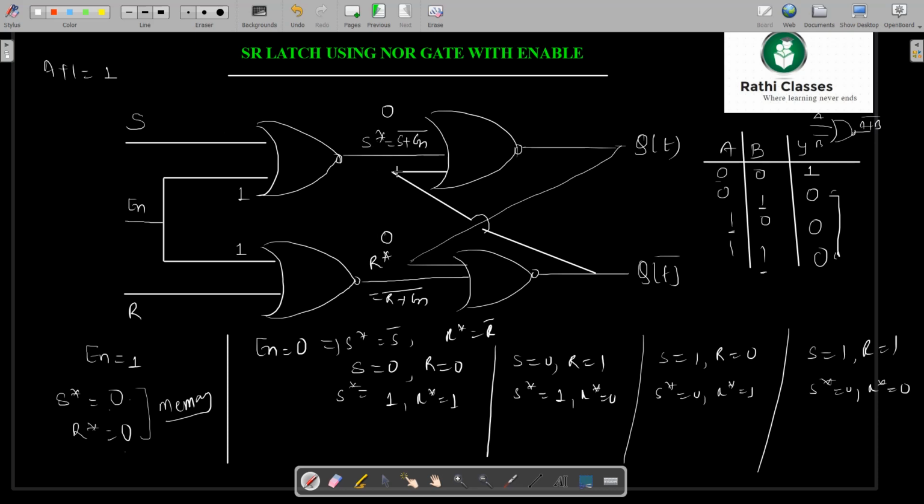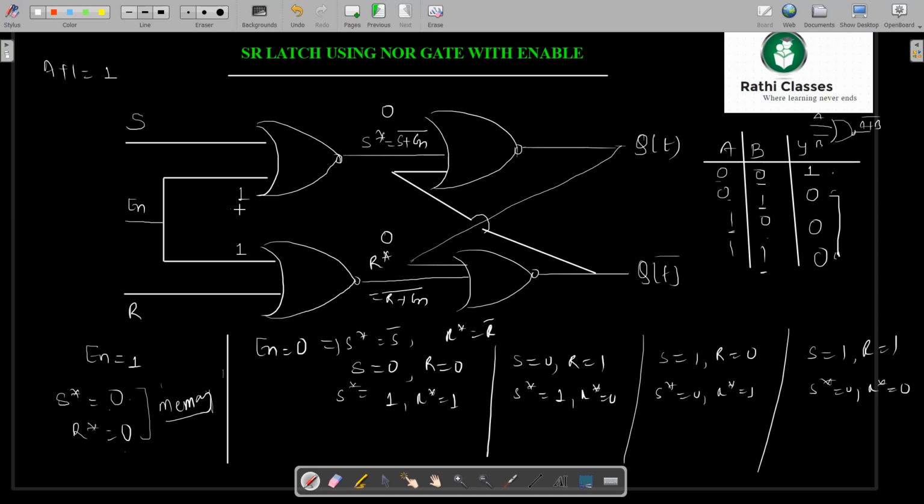When S star is 0 and R star is 0, you can see if any one of the input is 0, I cannot comment on my output. So it will be the case of memory. If I am not able to say what the output is, the concept is called memory. That means it will be depending on the previous state.